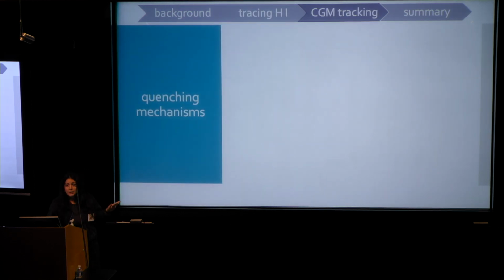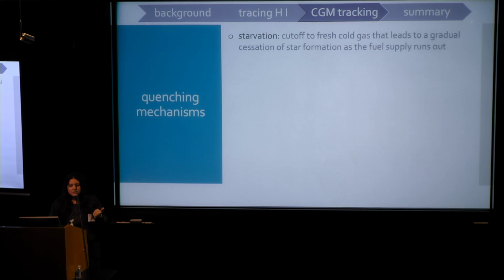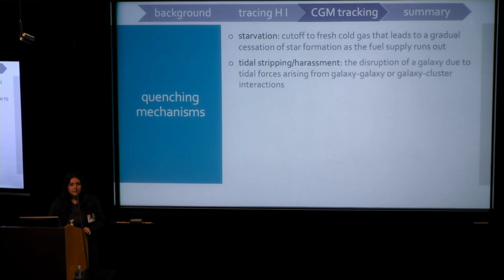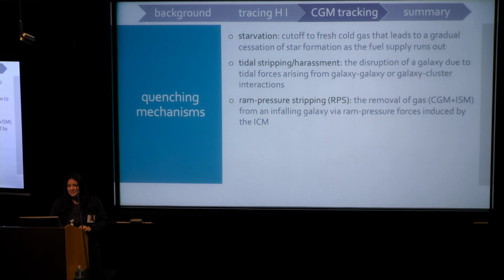So let's talk a bit about some of these potential quenching mechanisms. First, there's starvation, which is essentially a slow, gradual cutoff of star formation due to the supply of cold gas running out. There's tidal stripping or harassment. This has to do with galaxies being disrupted due to tidal forces, either from galaxies interacting with each other or a galaxy and the cluster environment. Ram pressure stripping, which is the removal of gas, that could be the CGM gas or ISM gas, from a ram pressure force.